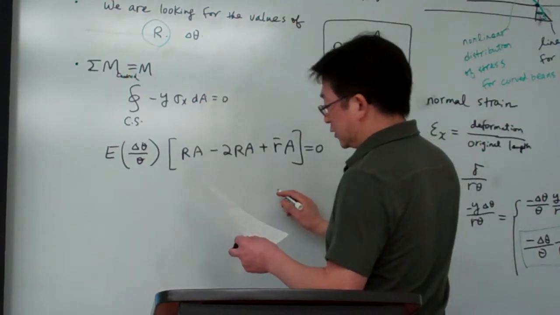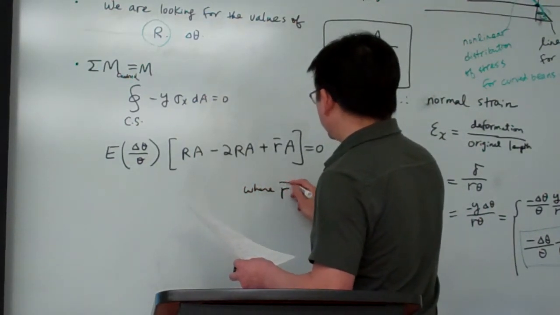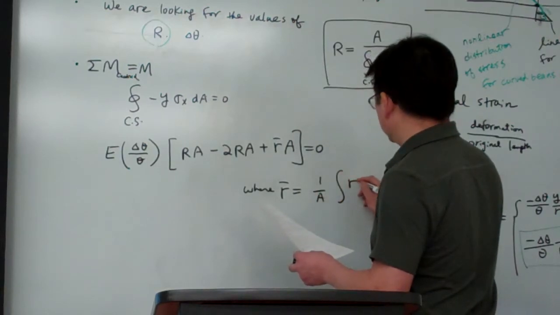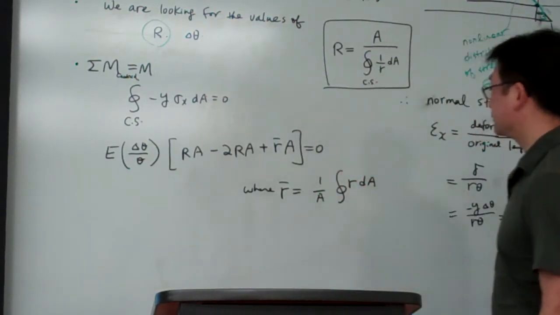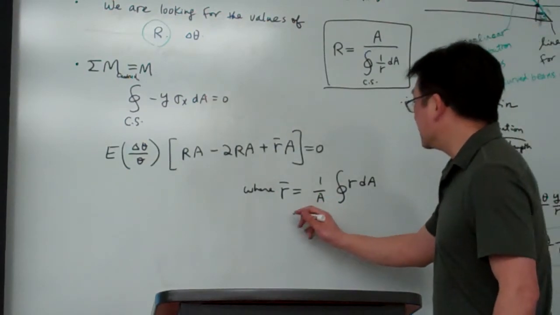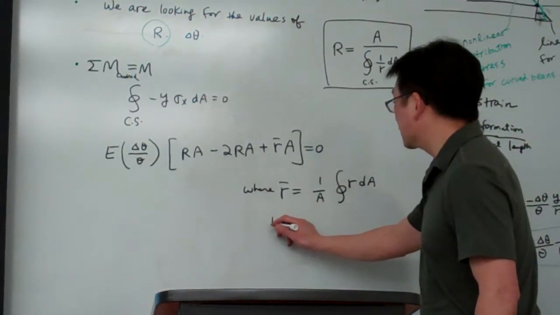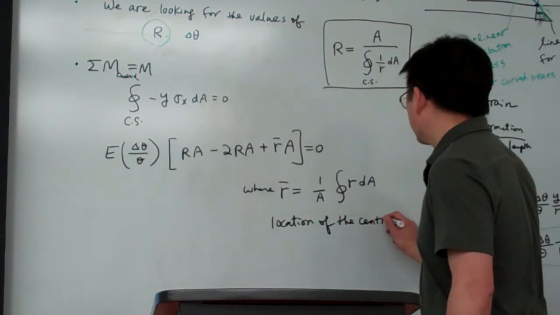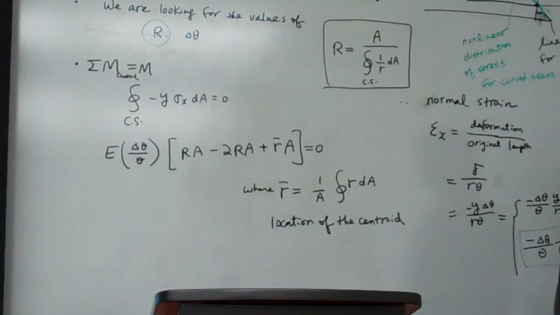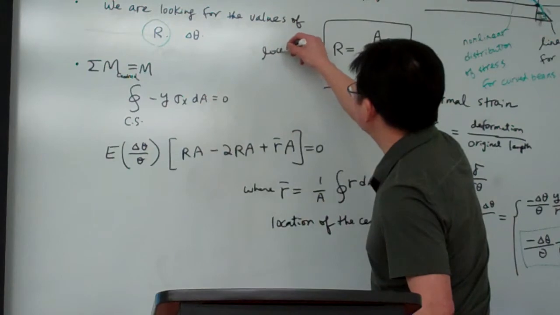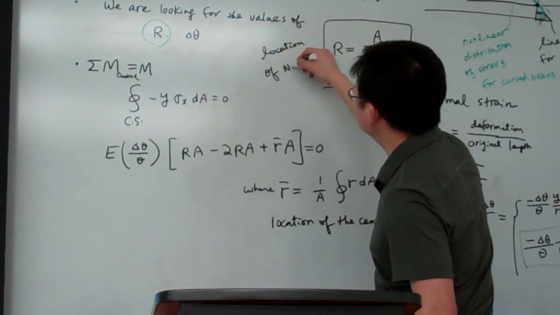And here I want to give you the definitions. Where the R bar indicates the location of the centroid. And this one is the location of the neutral surface.